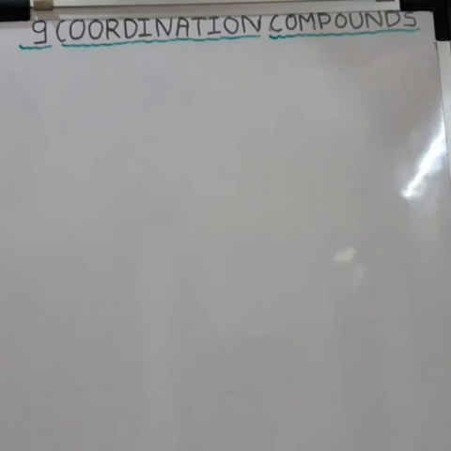We are studying 12th standard chemistry, lesson number 9, coordination compounds. In the previous video we completed octahedral complexes. Today we will discuss the structure of tetrahedral complexes and square planar complexes in coordination compounds according to valence bond theory.